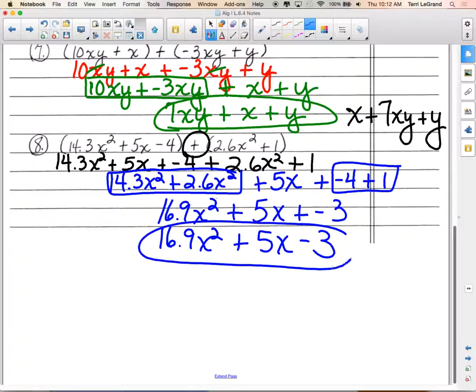16.9 x squared plus 5x minus 3. And it's in standard form, right? And we have a quadratic trinomial. Yeah, that's what we have. Okay. Questions? So this is pretty easy, right? It's just combining like terms. That's all we're doing, aren't we?